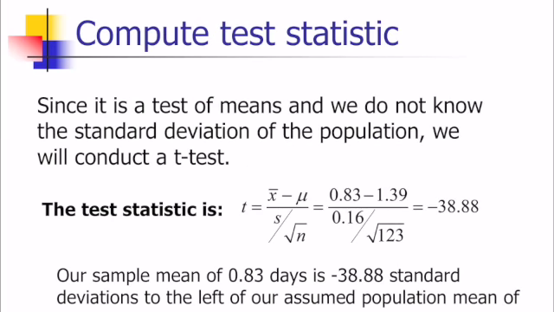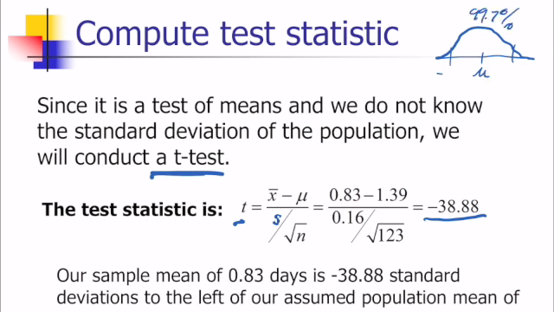So we're going to compute our test statistic using a t-test. I know my t-value is our sample mean minus our population mean over our sample standard deviation divided by the square root of n. And that gives me negative 38.88. Whoa! Remember, this is measuring standard deviations. And our 68-95-99.7 rule tells us that we've got 99.7% of the data within 3 standard deviations. But here I've got negative 38 standard deviations. That's unbelievably far.